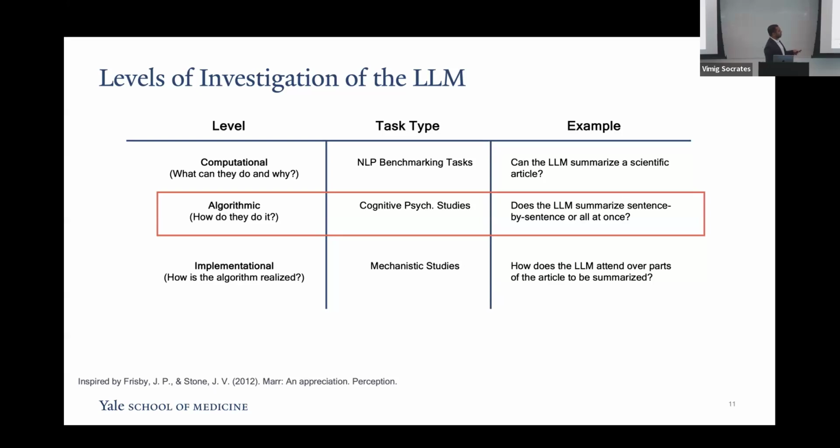One example of how you could break that up: the higher level problem might be summarizing a scientific article. But there are a ton of different ways that we would summarize scientific articles. So does the LLM do that a sentence at a time, a word at a time? Does it look at everything holistically? That would be the level that I'm working in. Obviously you can go further down. If you remember the attention mechanism that I talked about, there are different ways that you could attend over a piece of text, and that might be closer to the implementational level.